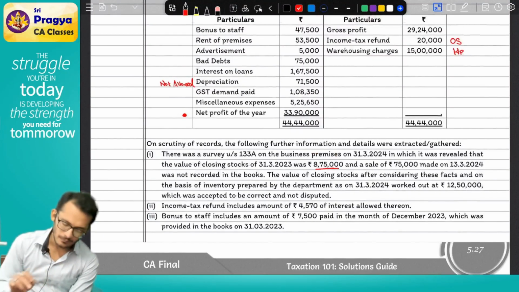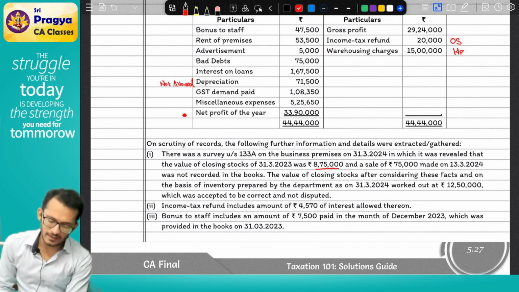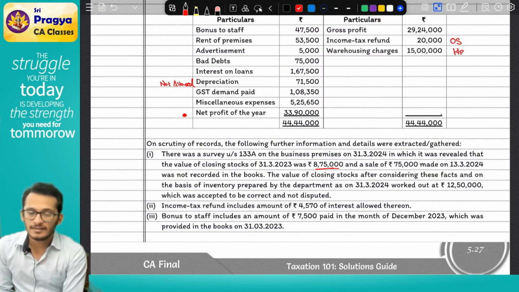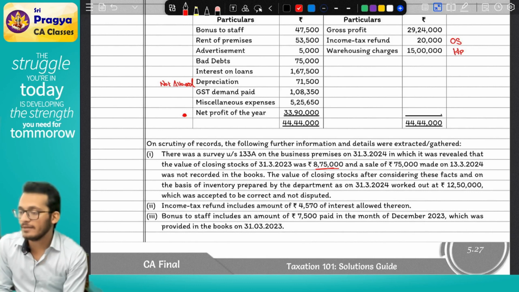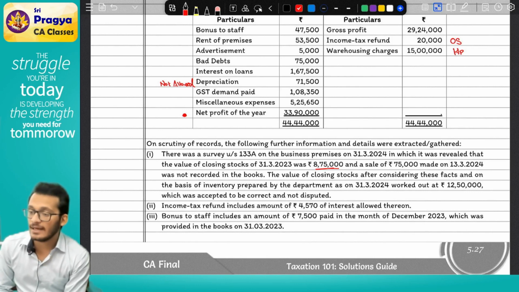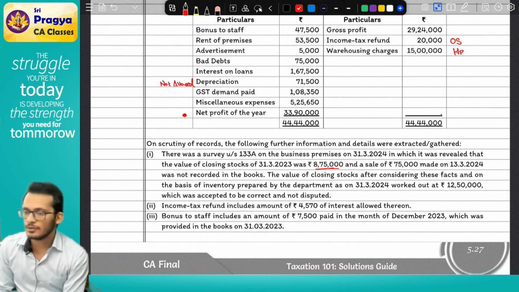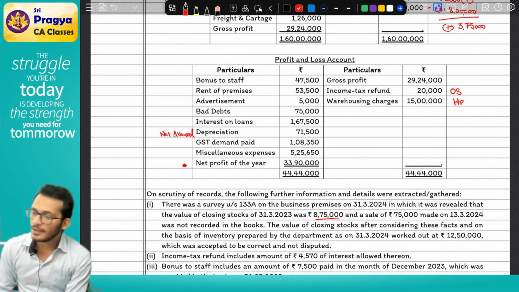Next. Income tax refund includes an amount of 4,750 of interest allowed thereon. So they're saying the income tax refund is full of my money which has come back. In that money, 4,750 is interest, and the balance is actual principal. Now from PGBP, how much will you reduce? You will reduce the full 50,000.